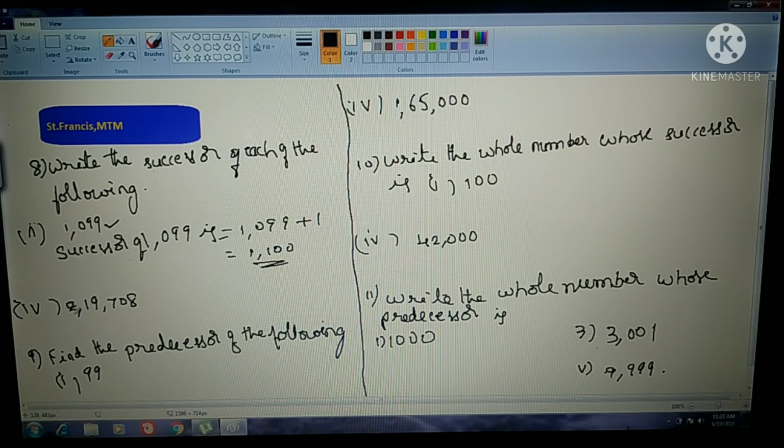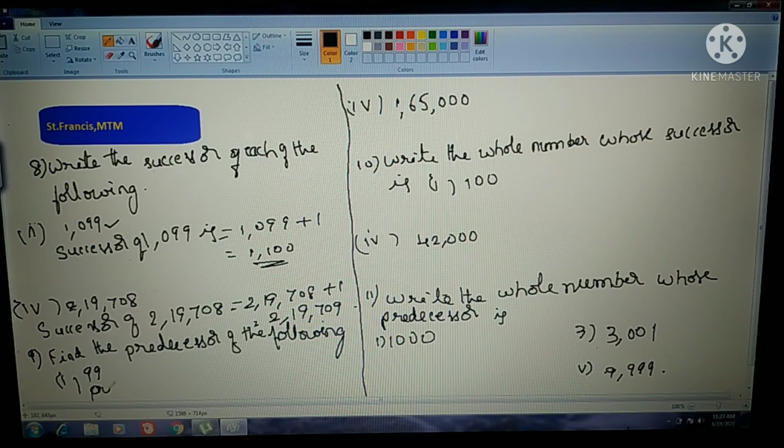Now see the next one, 2,19,708. So we have to find out the successor of 2,19,708. Again, successor means adding 1 to the given number. 2,19,708 plus 1. How much you get here? 2,19,709. Okay. Understood how to find out the successor here? Good. Now, see how to find out the predecessor. Find the predecessor of the following. The number given is 99. We have to find out the predecessor. Predecessor means what? We have to subtract 1 from the given number. That means we have to do minus 1.